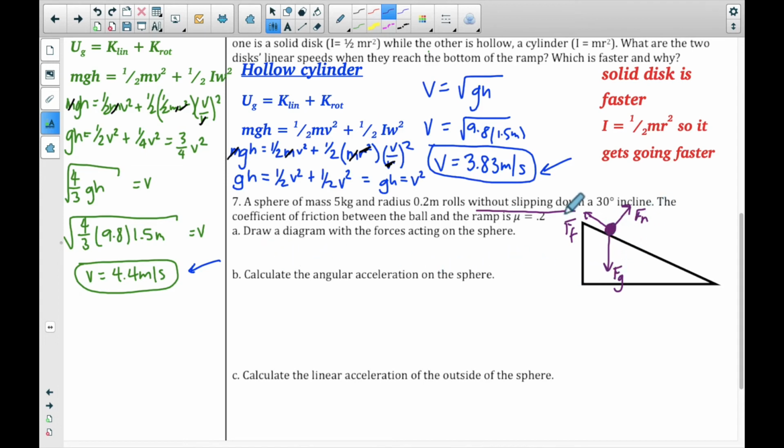We've got the normal force, the force of friction, force of gravity. It says it's a 30-degree incline. We probably ought to include that here just so we remember what's going on. Calculate the angular acceleration on the sphere.